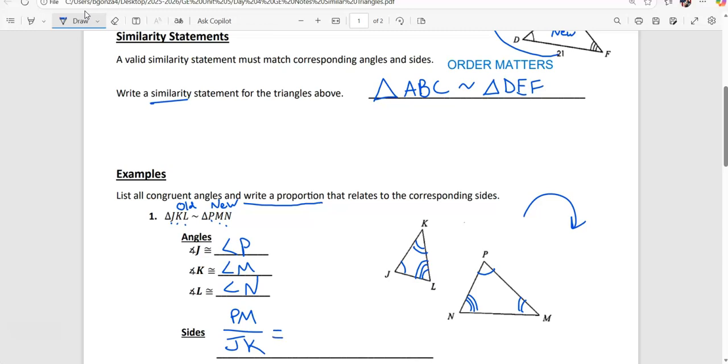Then we have MN, which matches KL. So MN over KL. And then LJ matches NP. So whenever it says proportion, you have to have fractions like this. Usually it's values and numbers, but in this case, it's just the names of them.